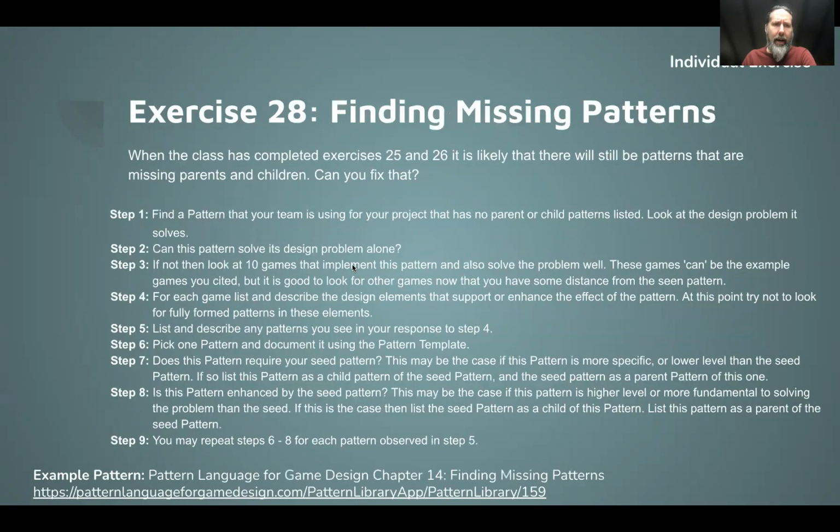all of your patterns. Lastly, individually, you're going to be finding missing patterns in our larger pattern language. So in that case, you're going to look through all of the patterns that your team has selected for your project, and then you're going to see if any of them don't have parents and children. And if that is the case, then each of you is going to pick one of those and is going to create a parent or child pattern using this finding missing patterns exercise.